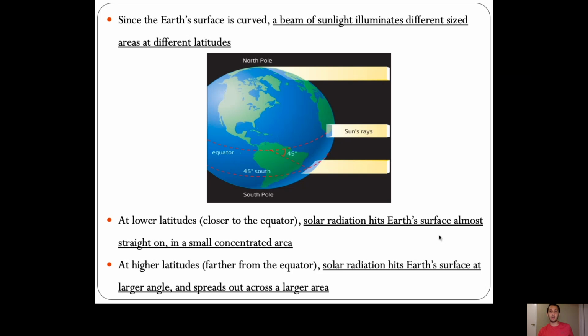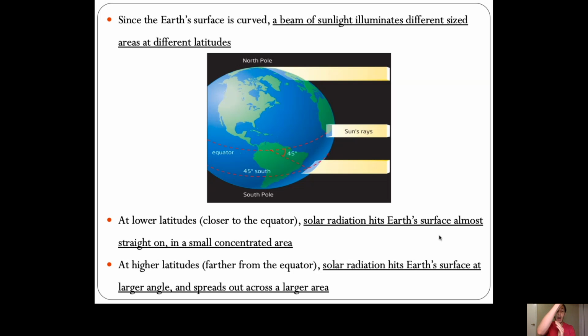Since Earth's surface is curved, a beam of sunlight illuminates different sized areas at different latitudes. Okay, so the closer to the equator, that solar radiation is hitting Earth's surface almost straight on. And so, of course, where are the hottest places on our planet? Well, they're in South and Central America. They're in Sub-Saharan Africa. They're in India. Okay, because these places are very, very close to the equator. And so no matter what the tilt of the Earth is, no matter what season it is, they're always going to receive the most amount of direct sunlight.